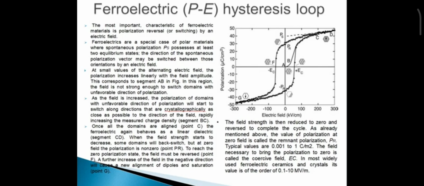As already mentioned, the value of polarization at zero field is called remanent polarization, that is PR. The value of PR lies between 0.001 and 1 C per meter squared. The field necessary to bring the polarization to zero is called the coercive electric field, that is EC, which shifts PR to zero at point F. The value of this coercive electric field is approximately 0.1 to 10 MV per meter.